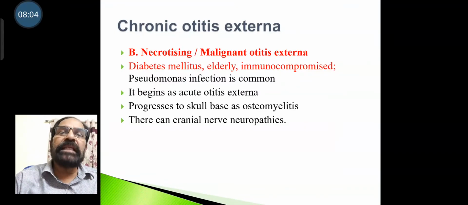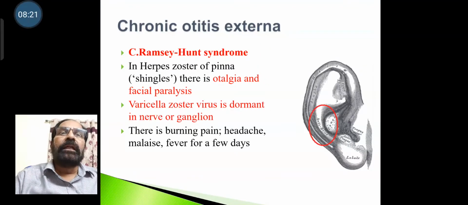It begins as acute otitis externa, then progresses to skull base osteomyelitis, and there can be cranial nerve neuropathies accompanying this. Then Ramsay-Hunt syndrome.